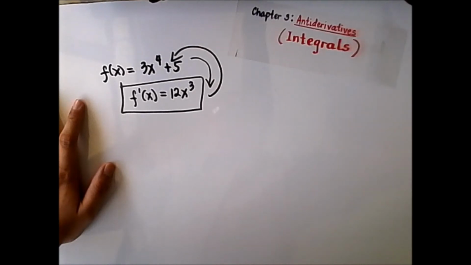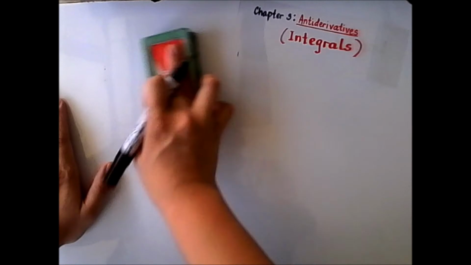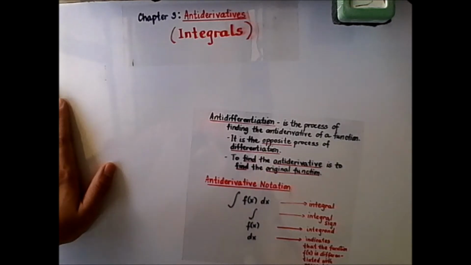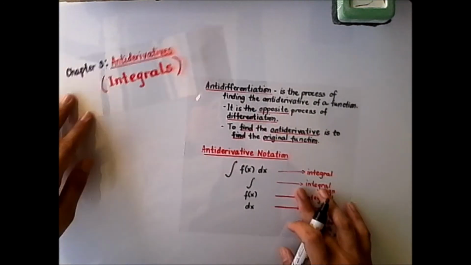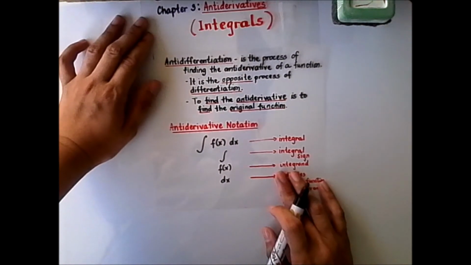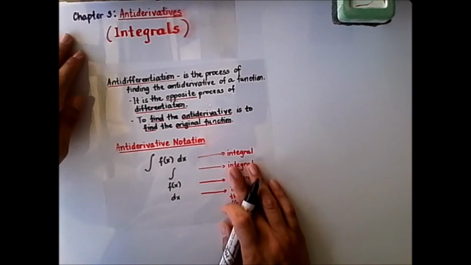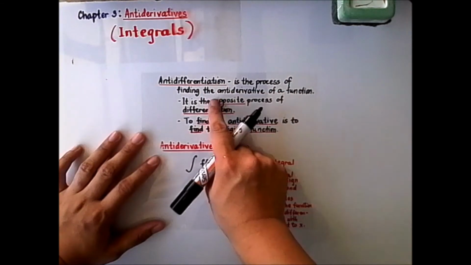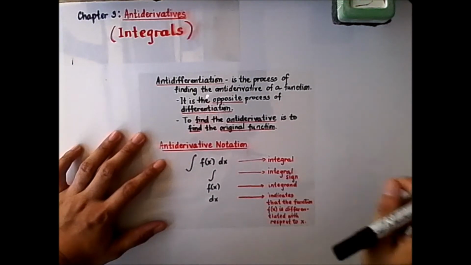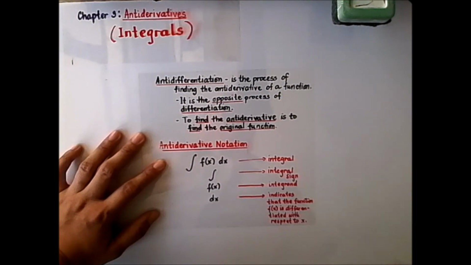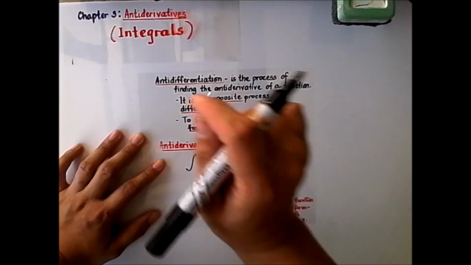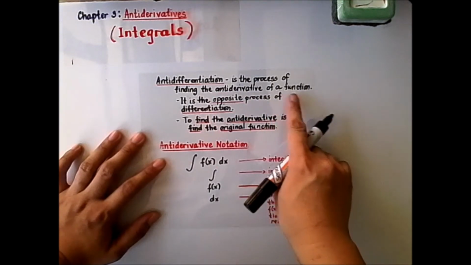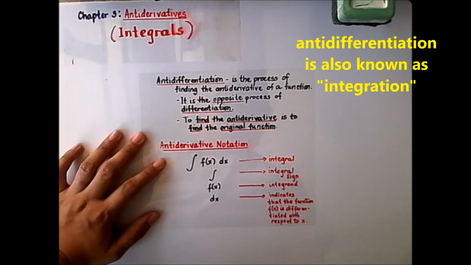Anyway, the process, class, of finding the antiderivatives of functions, like differentiation, which is the process of finding the derivatives of a function, ang tawag po doon ay anti-differentiation. So pag sinabing anti-differentiation, that is the process of finding the antiderivative of a function. Kung ang differentiation ay process ng paghahanap ng derivative of a function, ang antiderivative naman, ito yung process ng paghahanap ng antiderivative of a function. So ang tawag doon, anti-differentiation.